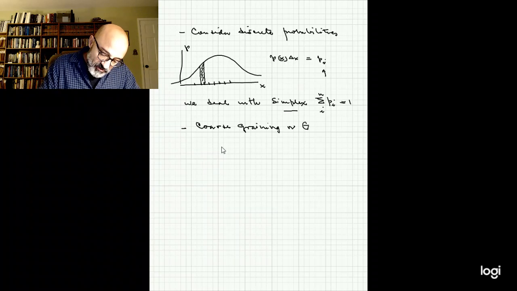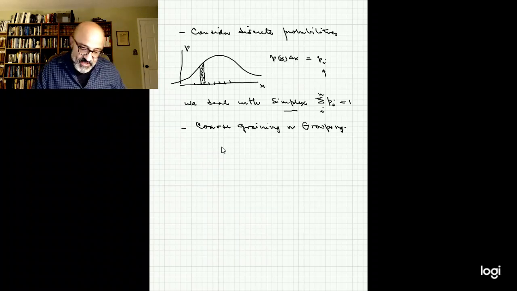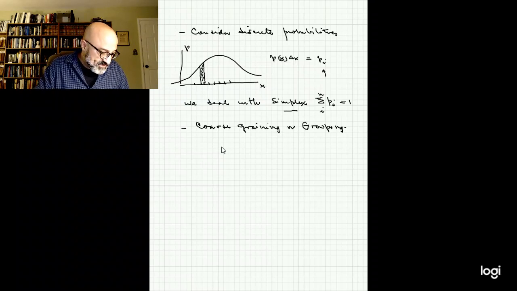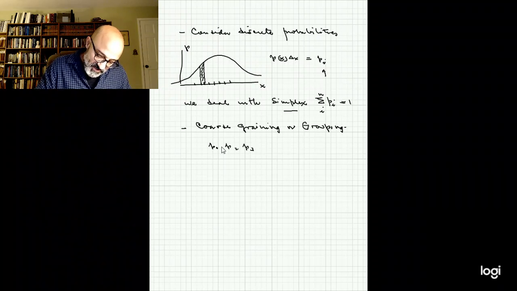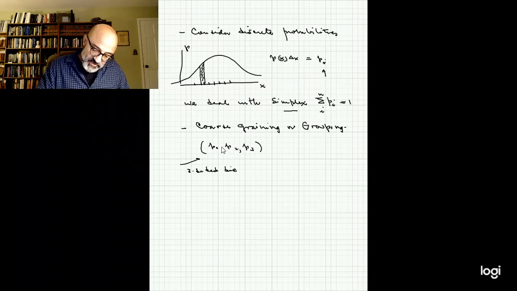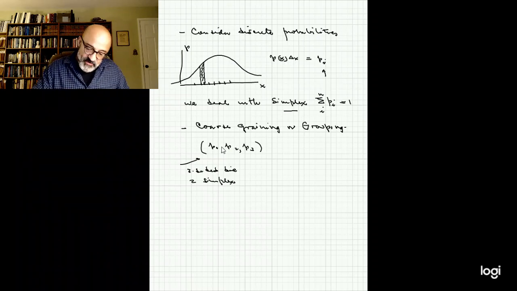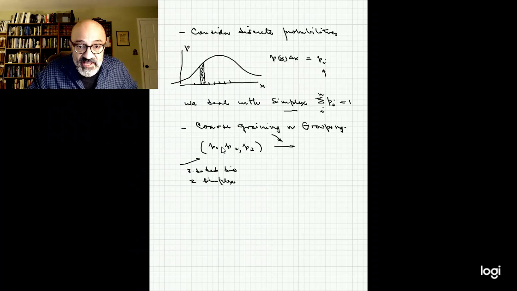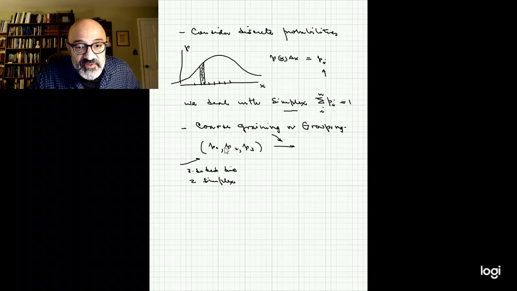Or a grouping. The idea here is, if you have a probability distribution, so here we have a probability distribution for a 3-sided die, which is a 2 simplex. Then we do a coarse graining, and this is what the coarse graining is. When we take, for example, these two, say outcomes 1 or 2 count as heads, outcome 3 counts as tails.